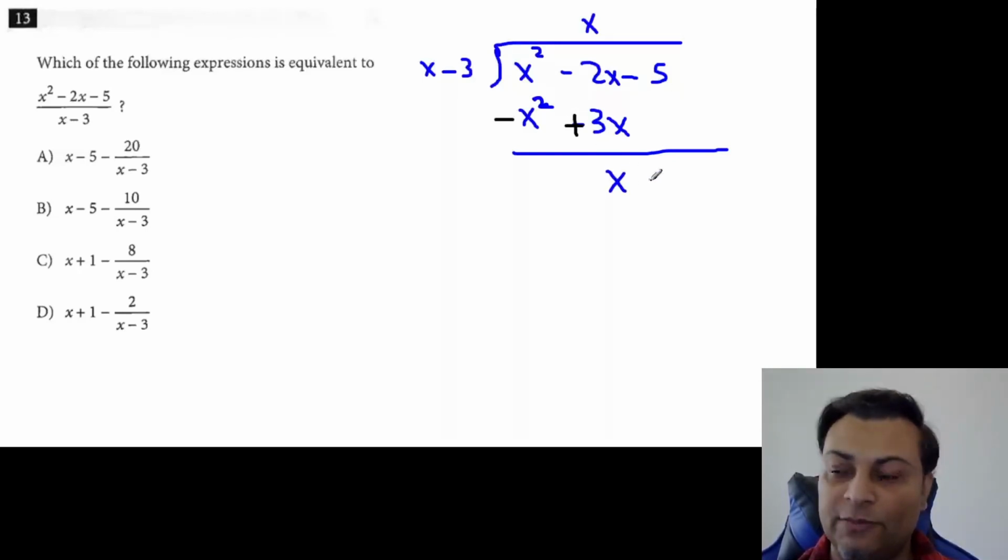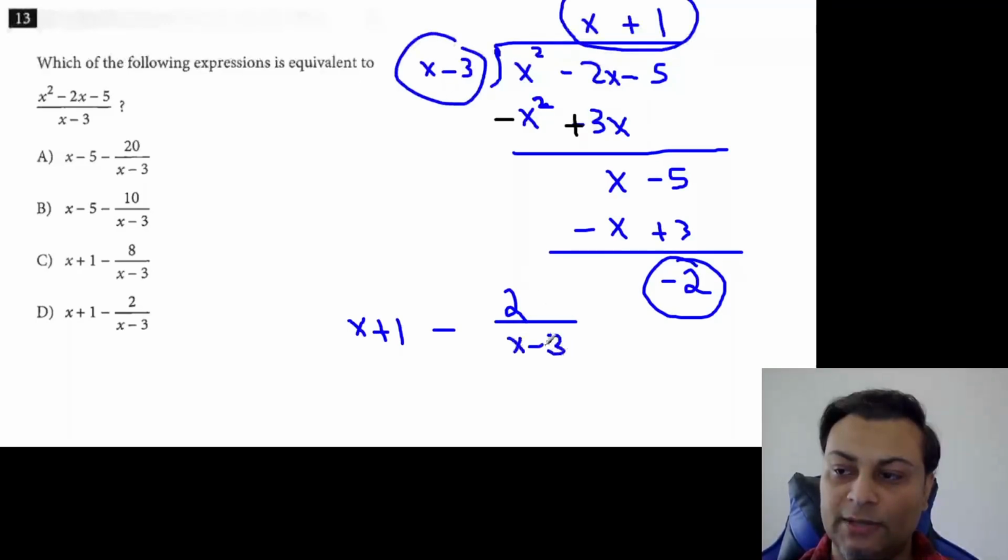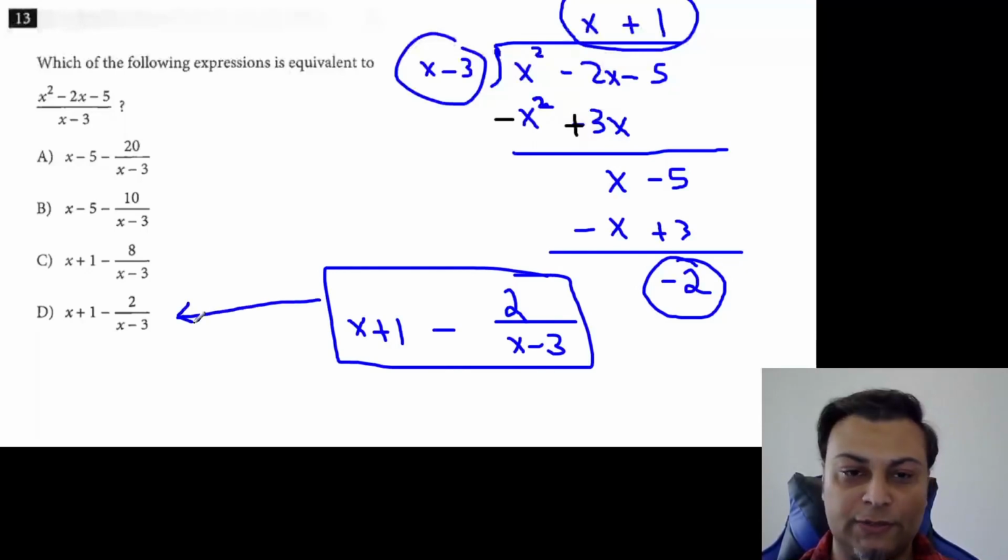The -5 will come down, and we keep going. X divided by x is +1. 1 times x is x, change the sign. 1 times -3 is -3, change the sign. And you wind up with -2. So your final answer is x plus 1 with the remainder of -2. You can put it like that: -2 over x minus 3. And this is going to match option D, so that's the answer.